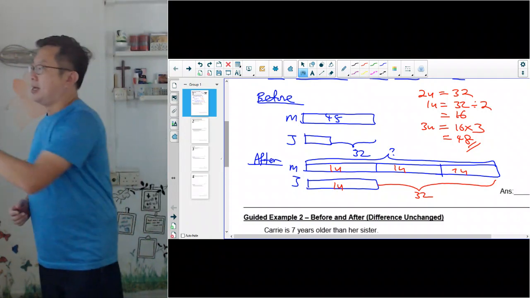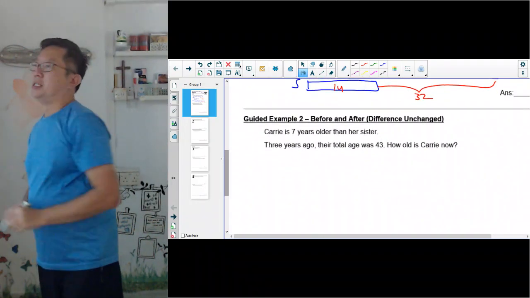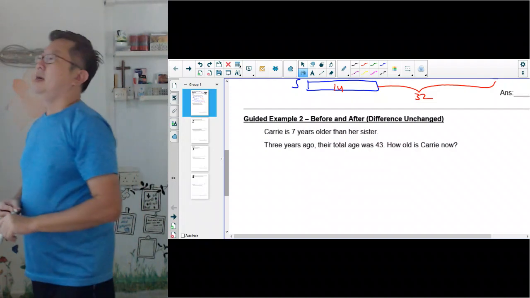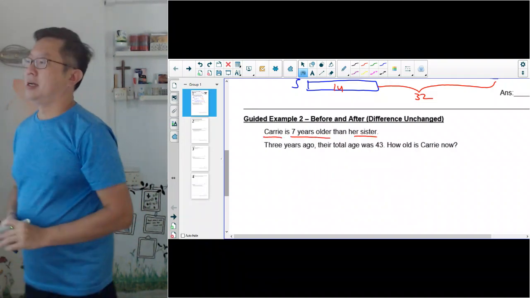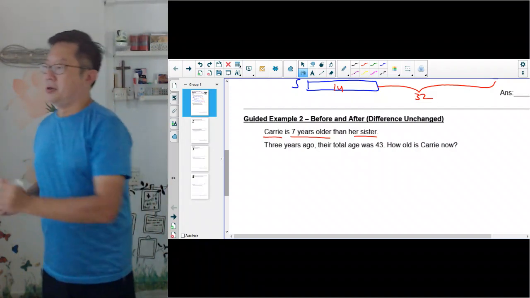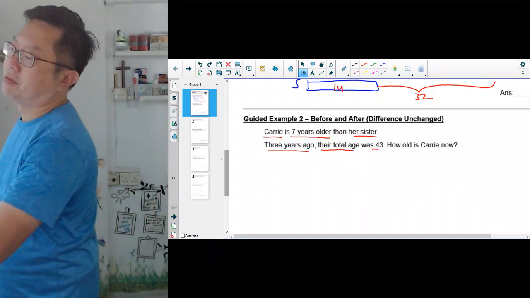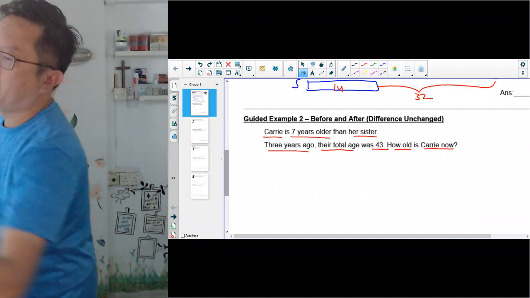So let's look at another example, which is another age-related problem. Carrie is 7 years older than the sister. That is the age difference. 3 years ago, their total age was 43. So how old is Carrie now?